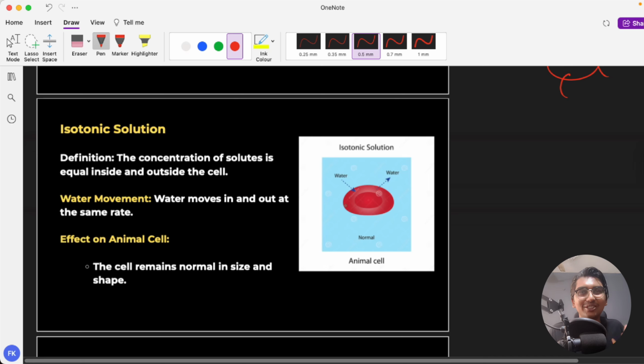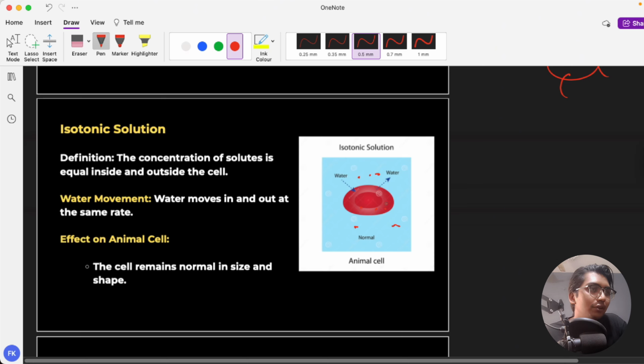What is isotonic solution? Isotonic solution, basically, if you ask me the definition, is where the concentration of solute is equal inside and outside of the cell. You can simply say the number of water molecules inside and outside the cell is equal. So there is no net movement of water molecules. So what will be the movement of water molecules?